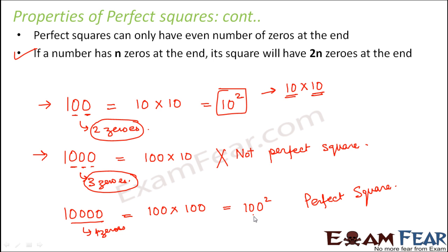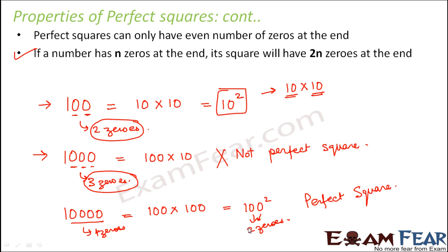For example, here 100 square. So 100 has how many zeros? 100 has 2 zeros. But the result is 10,000, which has 4 zeros. So 4 is 2 times 2. Right? So whenever you have a number with some number of zeros, if the number has 2 zeros, its square would have 4 zeros. If the number has 5 zeros, its square would have 10 zeros. If the number has 20 zeros, its square would have 20 into 2, that is 40 zeros.